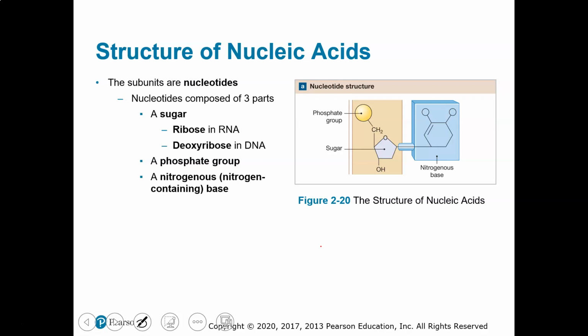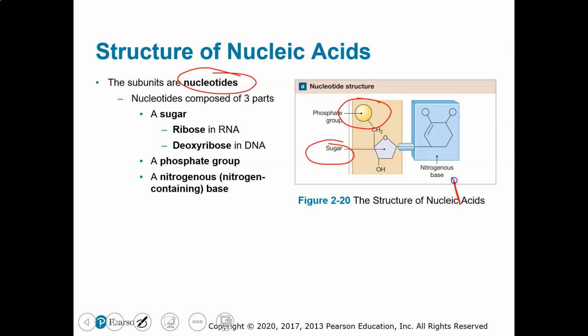So the building blocks of nucleic acids are called nucleotides. And a nucleotide has three main parts. It has a sugar, and it's a pentose sugar. In other words, it's like a pentagon, has a five-sided shape. And then a phosphate group, kind of like our phospholipids that are found in the plasma membrane.